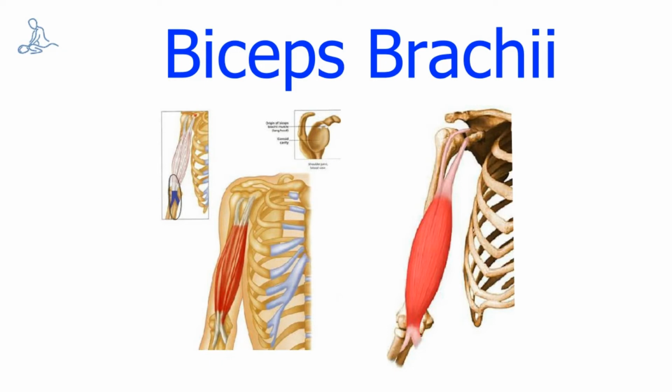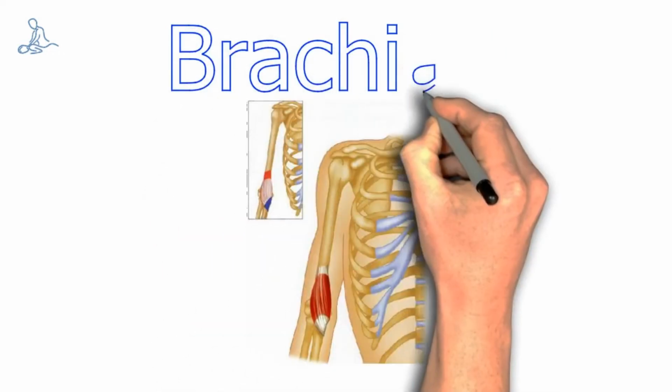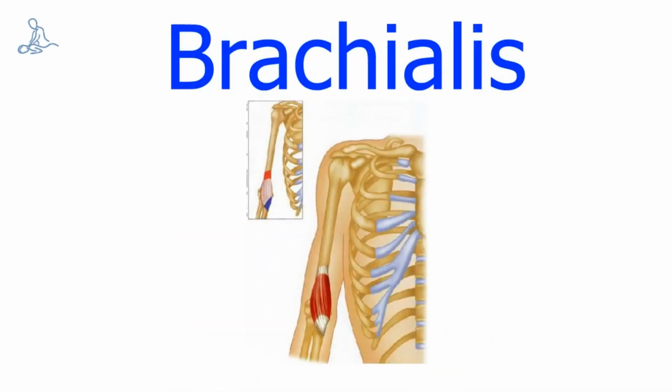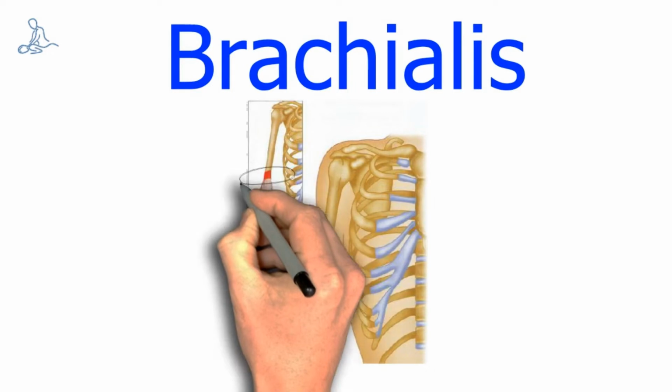The action of the Biceps Brachii is to flex and supinate the forearm and flex the humerus at the shoulder. Biceps Brachii. Brachialis. The origin of the Brachialis is distal anterior humerus.